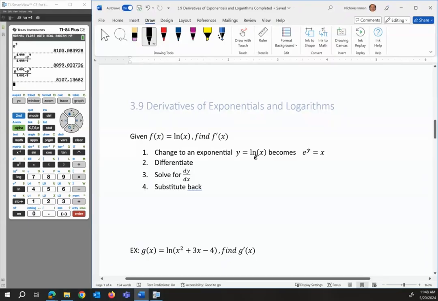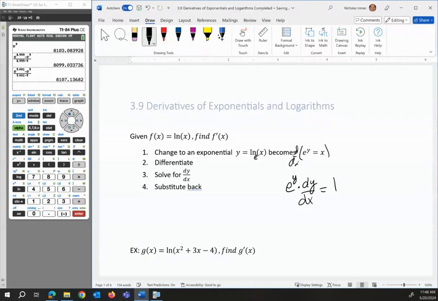Okay, so e to the y equals x. This thing we can take the derivative of. Taking the derivative of both sides, the derivative of e to the x is e to the x, so the derivative of e to the y is e to the y. But since that's not an x, we have to do that implicit differentiation idea. So times dy dx, the chain rule, equals 1.